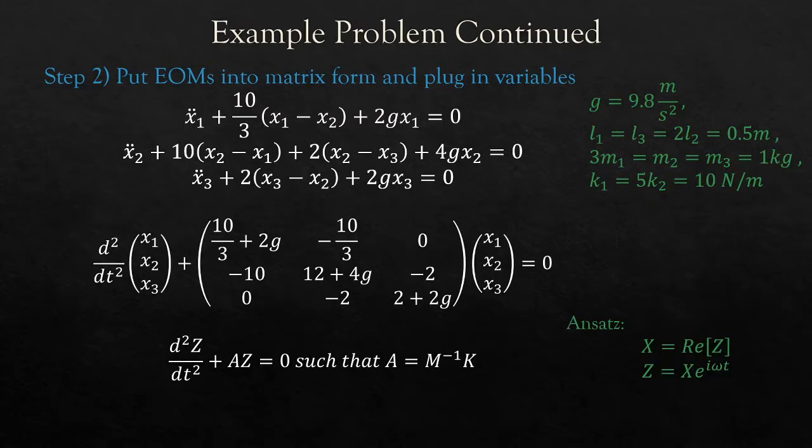The second step is to put our equations of motion in matrix form. So all I did here is I put everything on one side of the equation and I plugged in some values for our variables. Here, I put it in matrix form, and we are going to make an ansatz so that the x vector is the real part of z, which is x times e to the i omega t.